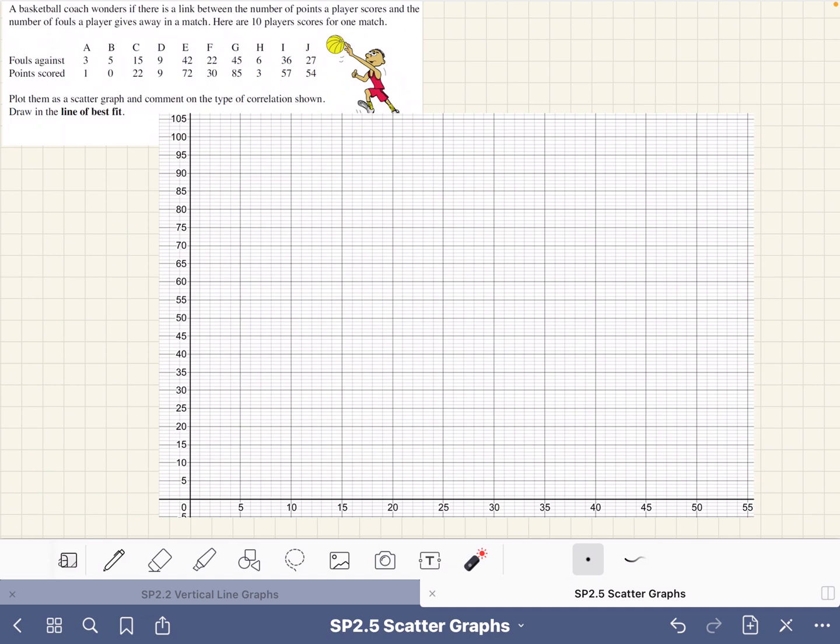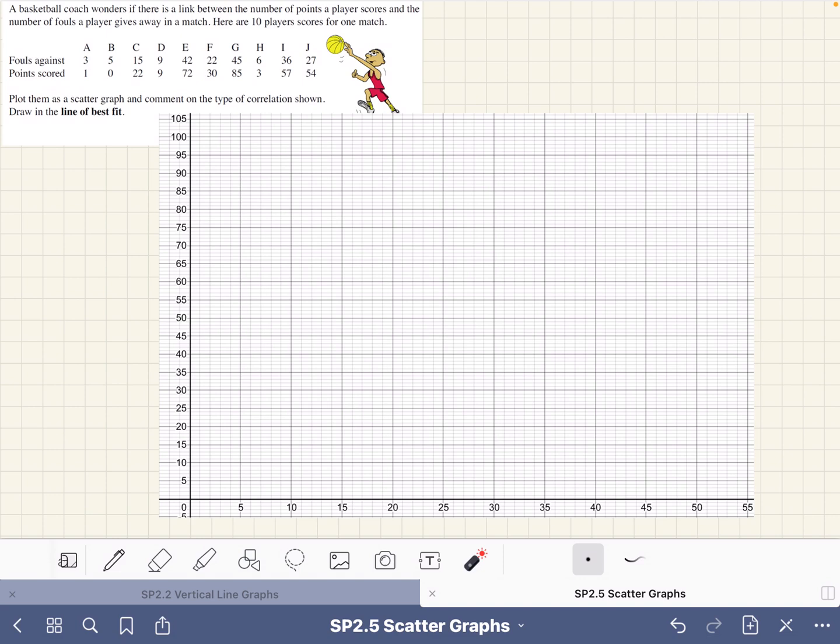In this example, a basketball coach wonders if there is a link between the number of points a player scores and the number of fouls a player gives away in a match. Here are 10 players' scores for one match. We can see we have fouls against for player A, B, C, D, E, F, G, H, I and J. And then we can see the points that have been scored by each of these players.